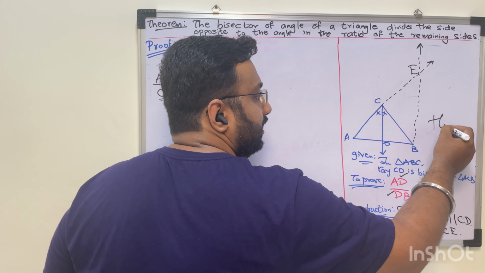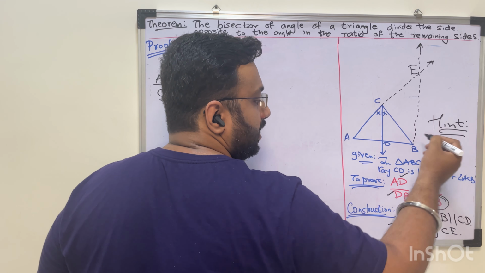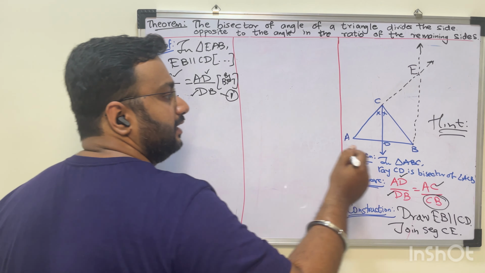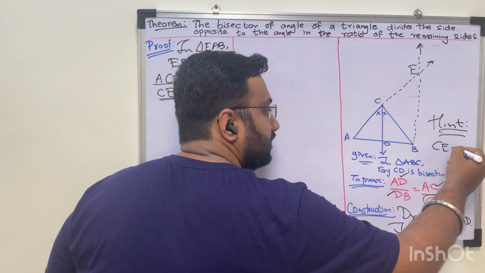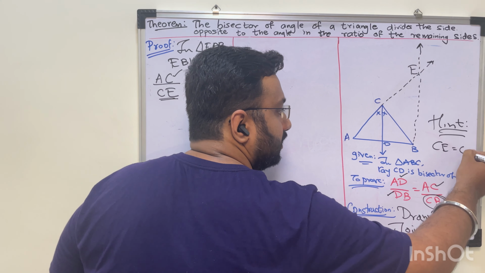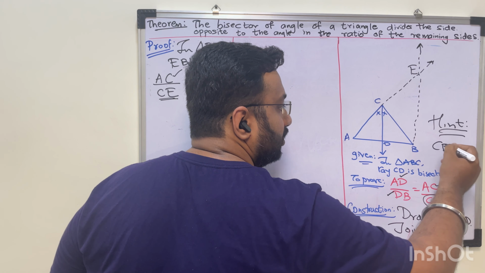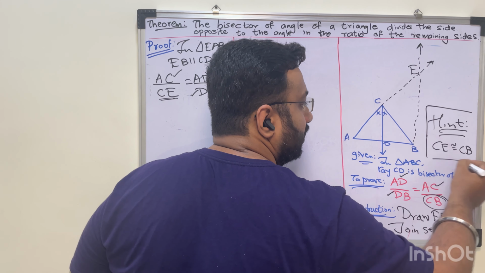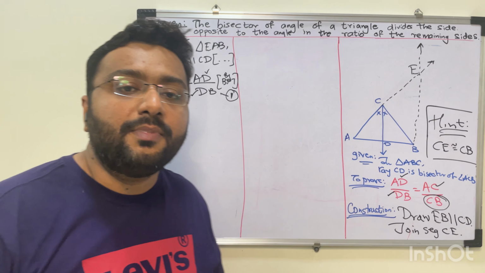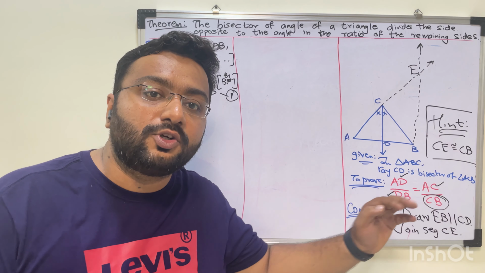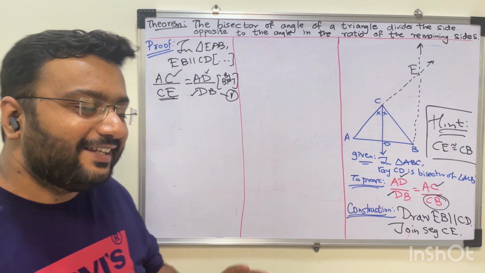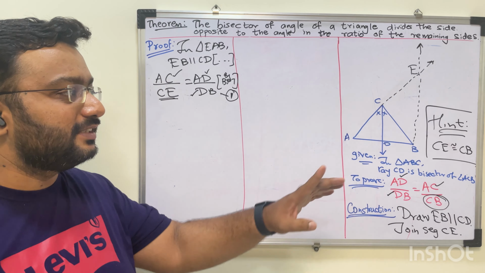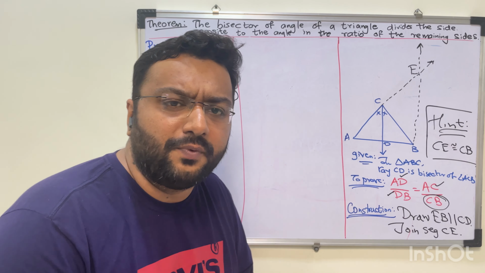So let's write in hint. So we can say hint is, instead of CE we need CB. CB can come in its place only when these two sides are congruent or equal. So this is our hint. So somehow we need to get these two sides to be congruent or equal. Only then I can replace this CE with CB and our proof will be done. Super, very simple, isn't it?